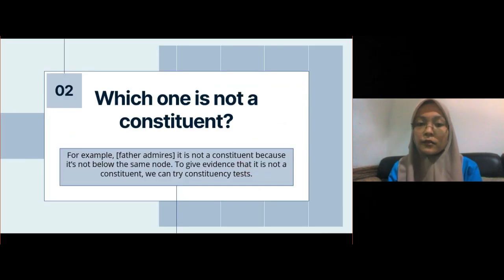So which one is not a constituent? For example, the phrase "father admires," it is not a constituent because it's not below the same node. To give evidence that it is not a constituent, we can try constituency test.